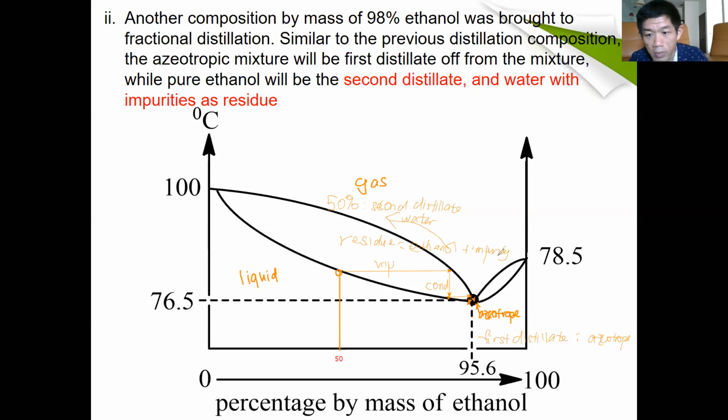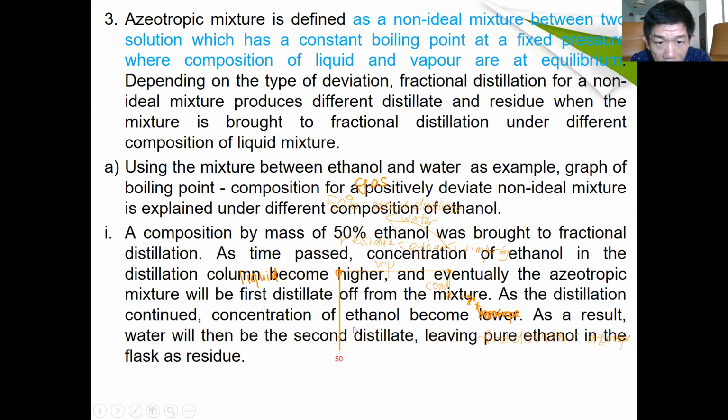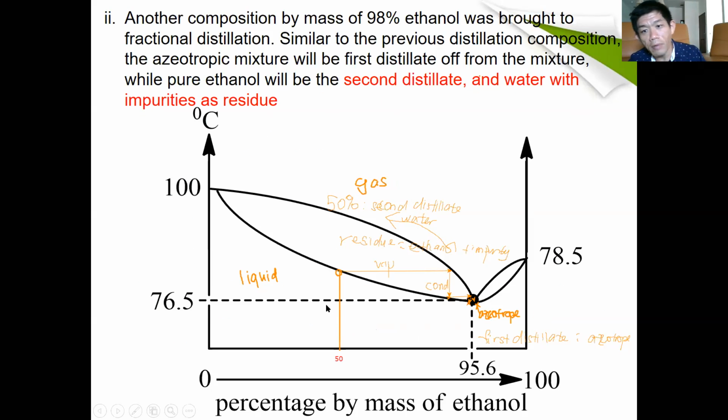Now, you can check on the previous slide. You can flip back to the previous slide and see whether they are there or not. I've already jotted them down. See, I already jotted them down. Water will be the second distillate. Okay, then what happens in the second situation, if you now have 98% ethanol? So where is the 98% ethanol? Let's have a look together.